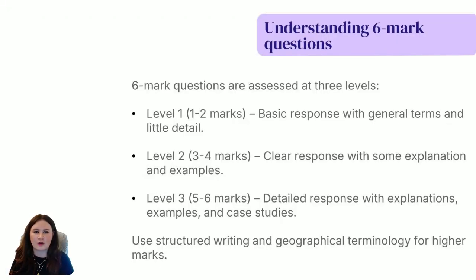6-mark questions are assessed at 3 levels. So level 1 is 1 to 2 marks, and that will be basic responses with general terms and little detail. Level 2, which is 3 to 4 marks, where there's a clear response with some explanation and examples, and Level 3, which is 5 to 6 marks, with detailed responses with explanations, examples, and if necessary, case studies. To reach the top end, students will need to use structured writing and geographical terminology.